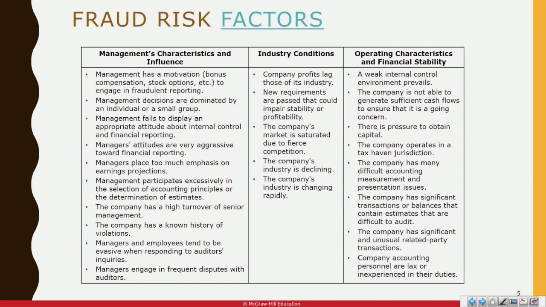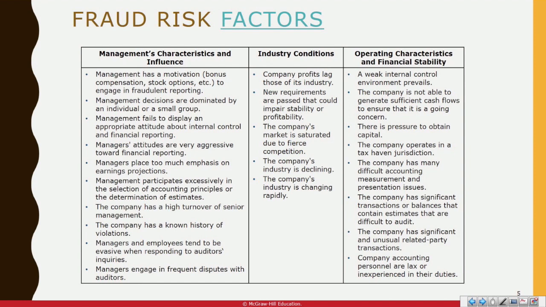So these shouldn't be surprising, right? The company's profits lag those of the industry. New requirements are passed that could impact the company's stability or their profitability. They face a lot of competition. They're in an industry that's declining, which would then mean their revenues are declining. The company's industry is changing rapidly, and they're not keeping up with the pace of change. So all those things on their own, again, don't mean that the company's committing fraud.